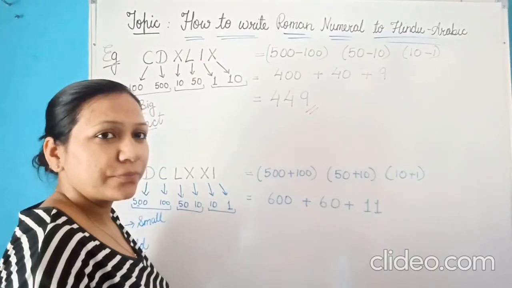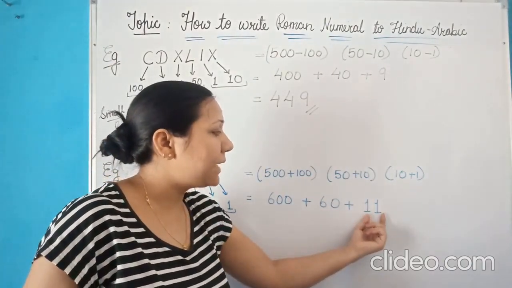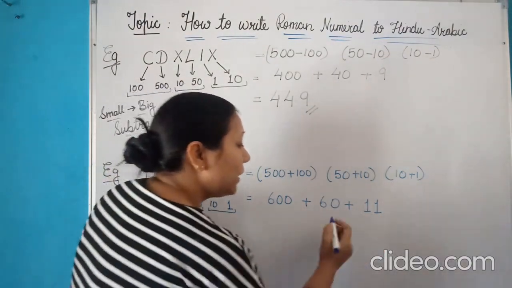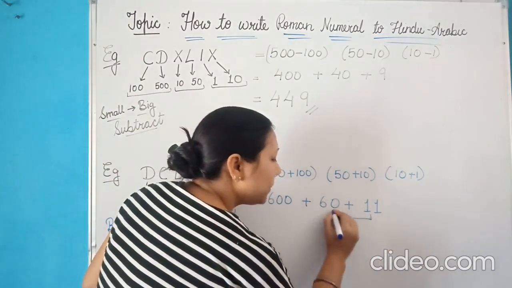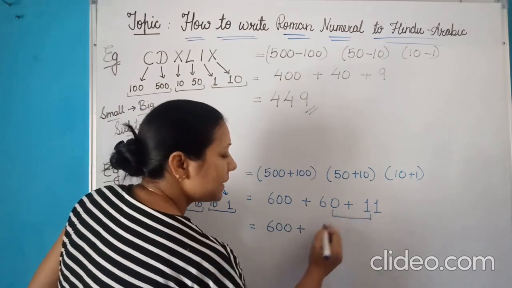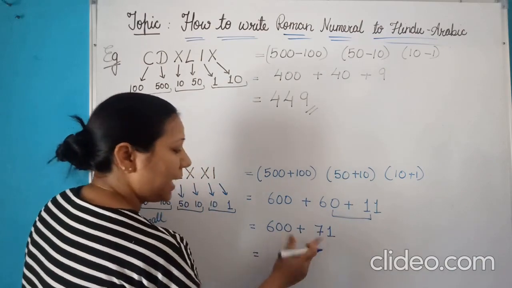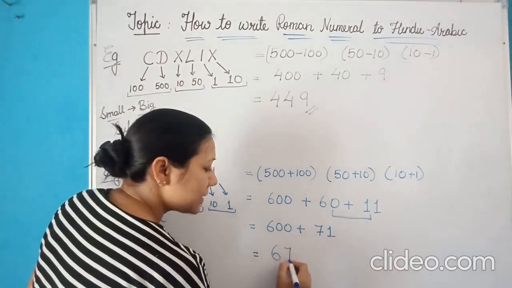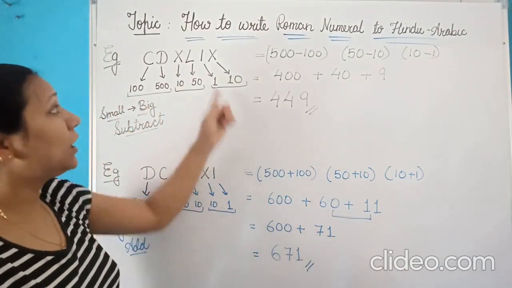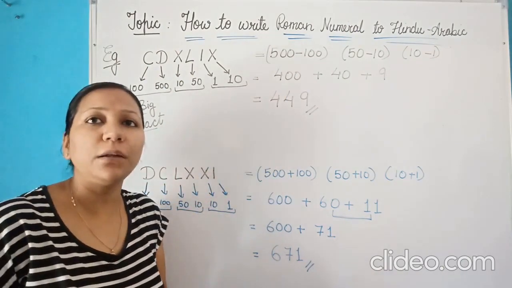So here we are getting the values 600 plus 60 plus 11. Since we are getting a two-digit number at this place, we will add these numbers here. So our number becomes 600 plus 60 plus 11, which is 671. Now write it in the standard form and your number is 671. So this is how you can convert any Roman numeral to the standard form, or you can say Hindu Arabic form.